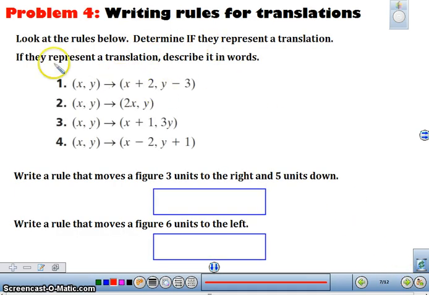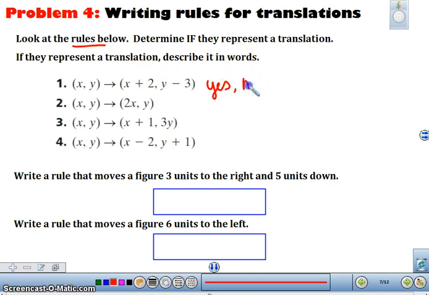This last one is just asking you, look at the rules below. Determine if they represent a translation. If they represent it, describe it in words. So here's our first one. The question is, is it a translation? So if we're looking at this one, did we add or subtract something? Yes. So is it a translation? Yes. Describing it in words.